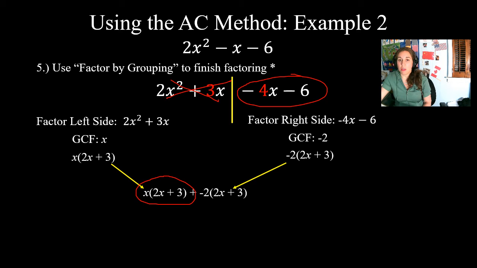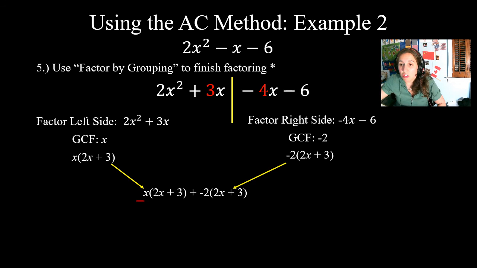That came right from here on the left. And then, of course, plus -2 times 2x plus 3, which came right from here, all right? So why did I do all that, guys? Because now, look, this polynomial has a GCF, okay? And it should jump right out at you, guys.